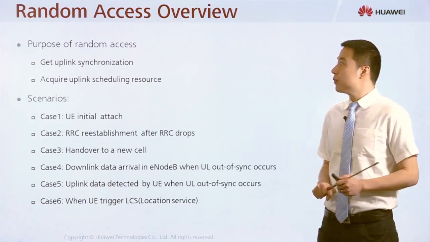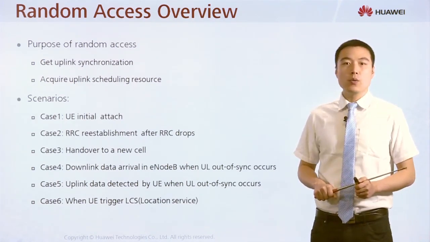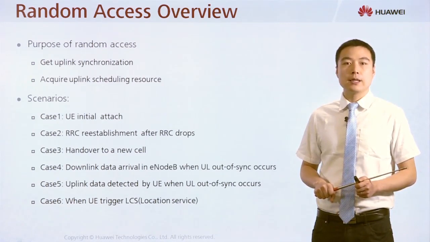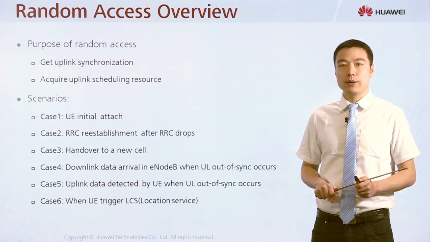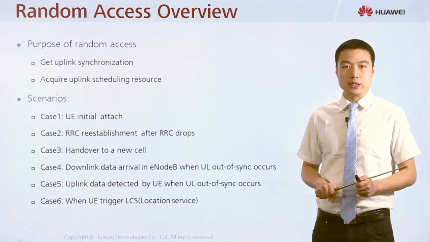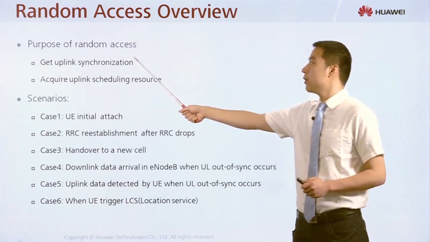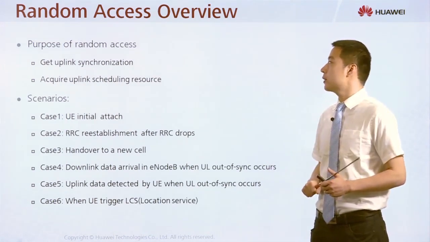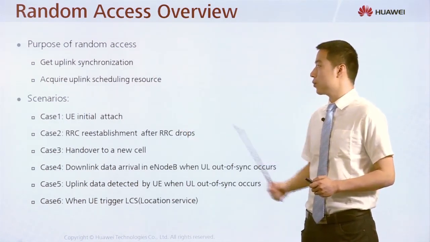So after PLMN selection and cell selection, UE will select the cell and stay in that cell. UE camps on that cell until UE receives a paging or the user initiates setup services in that cell. After that, UE will perform random access procedures. The purpose of the random access procedures is to get the uplink synchronization and acquire uplink scheduling resources.